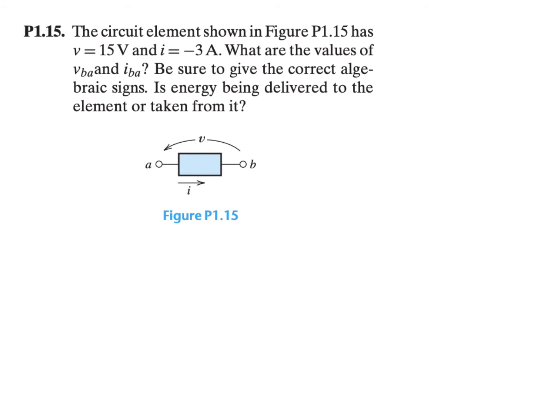Question P1.15. The circuit element shown in figure P1.15 has V is equal to 15 volts. So V here is 15 volts. And we have I is equal to minus 3 mA. So what are the values of VBA and IBA? Well, we have V from B to A, and this is a positive terminal, and this is a negative terminal. In this case, V is equal to 15, so we have VBA is equal to 15 volts.